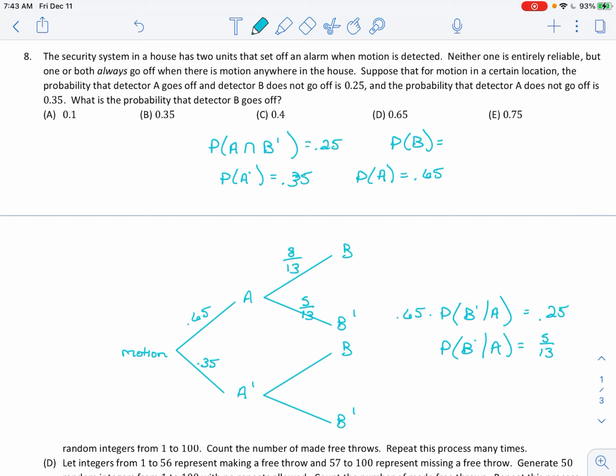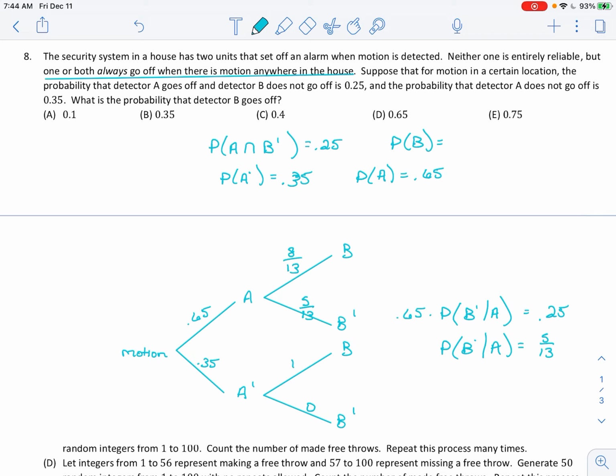The only other thing that's left is the other branch over here of A not going off, and then what happens for this. So I want to point out that it does tell us that one or both always go off if there's motion, which means it is not possible for A prime to happen and then B prime to happen. It says that that never happens. One of them always goes off. So I know this happens 0% of the time, so that leaves this to happen 100% of the time.